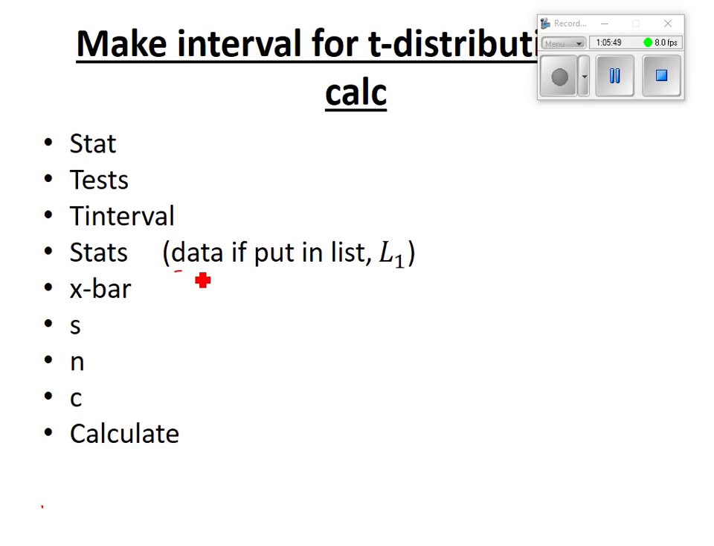Again, if you're doing data, if you have a list, then you put it in a list and use data instead of stats. Use stats if you're just plugging in the standard deviation, the X bar, and all that stuff. Again, right here's the four things you're going to have to plug in.